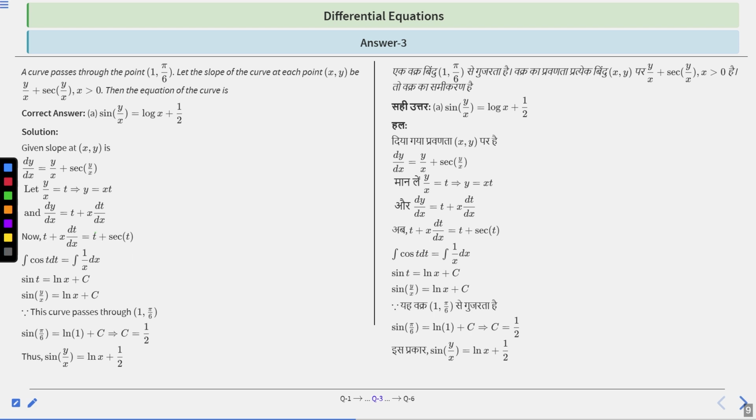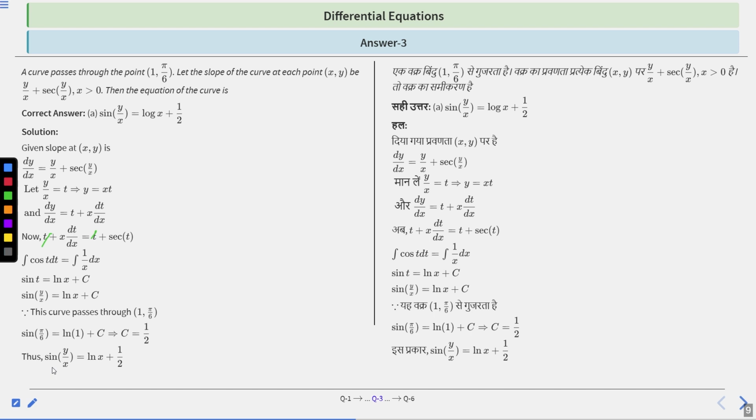So t and t will cancel out. Therefore, integration of cos t dt is equal to integration of 1/x dx. Therefore, sin t is equal to ln x + c. Therefore, sin(y/x) is equal to ln x + c. Since this curve passes through (1, pi/6), sin(pi/6) is equal to ln 1 + c. Therefore, c is equal to 1/2. Thus, sin(y/x) is equal to ln x + 1/2 is the right equation.